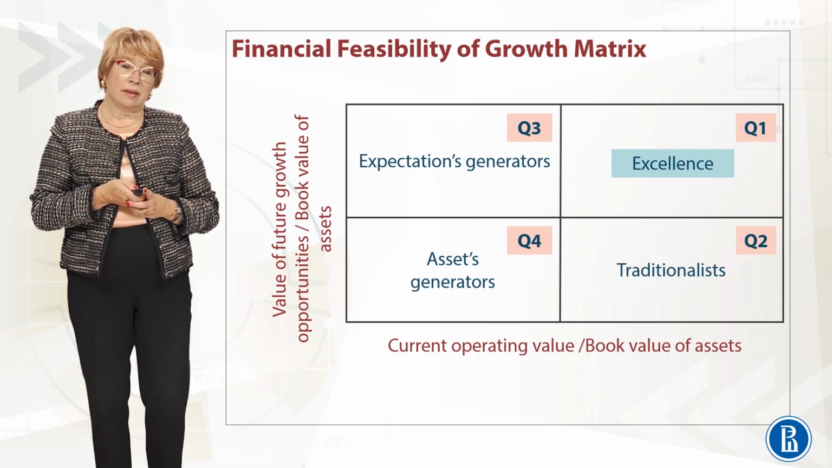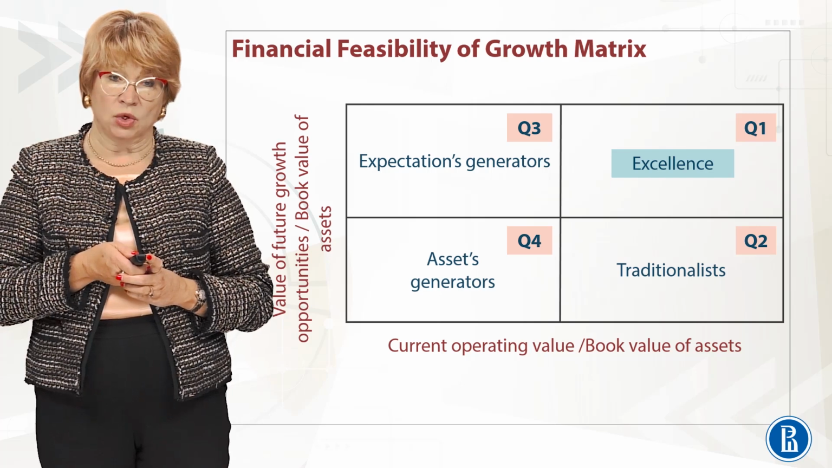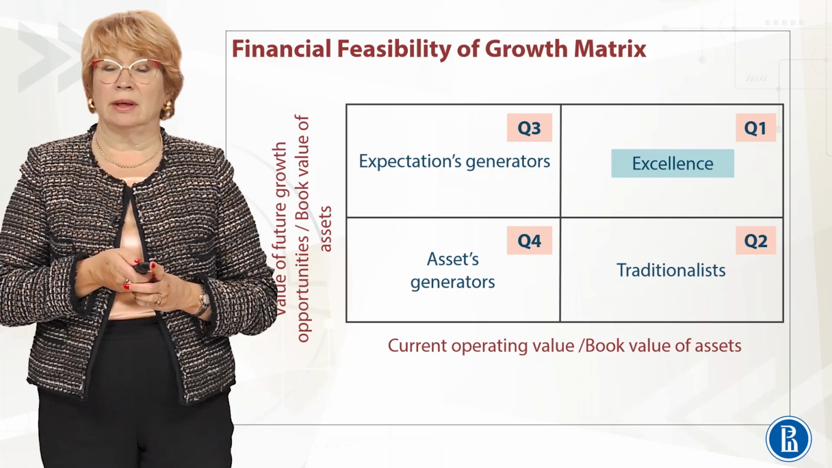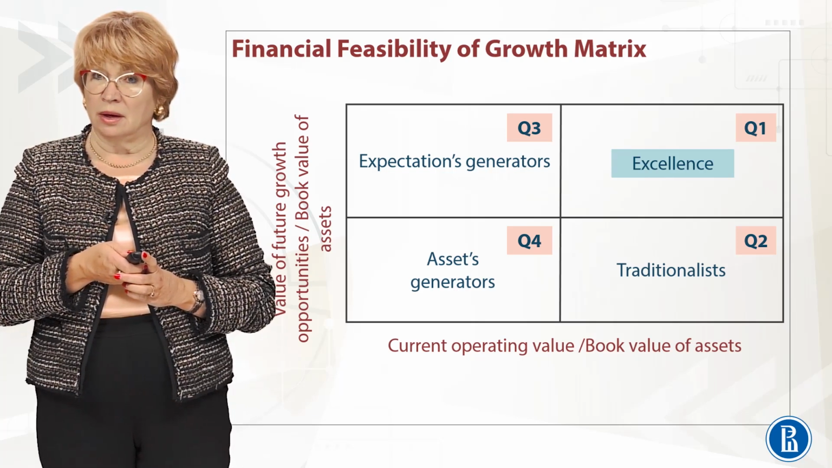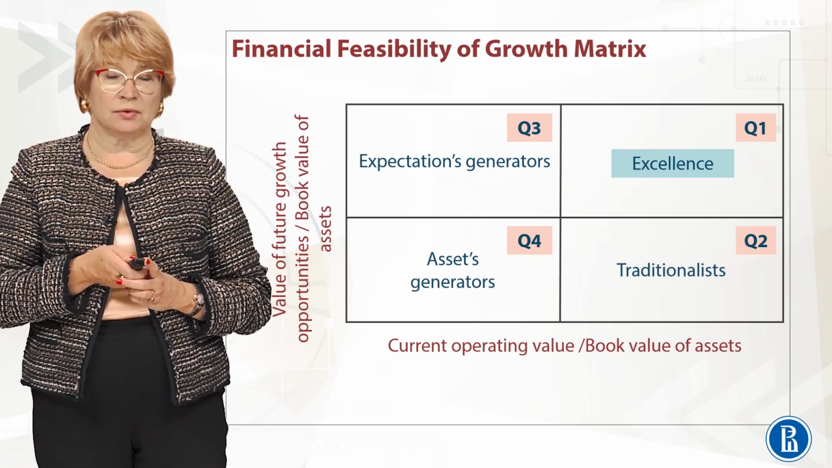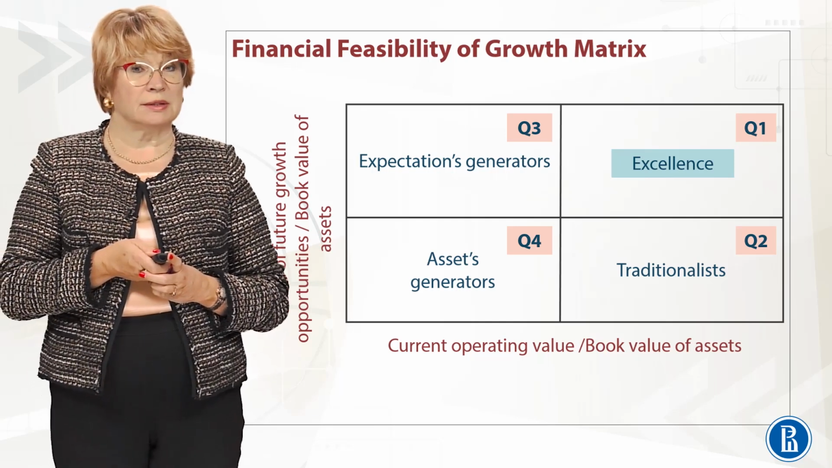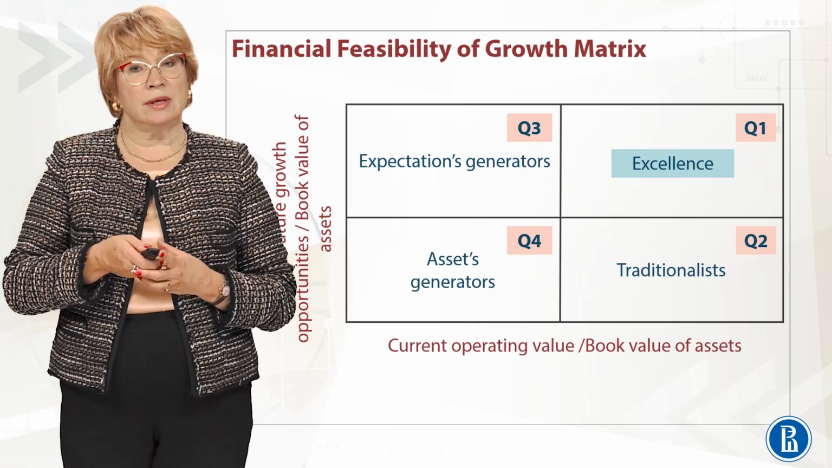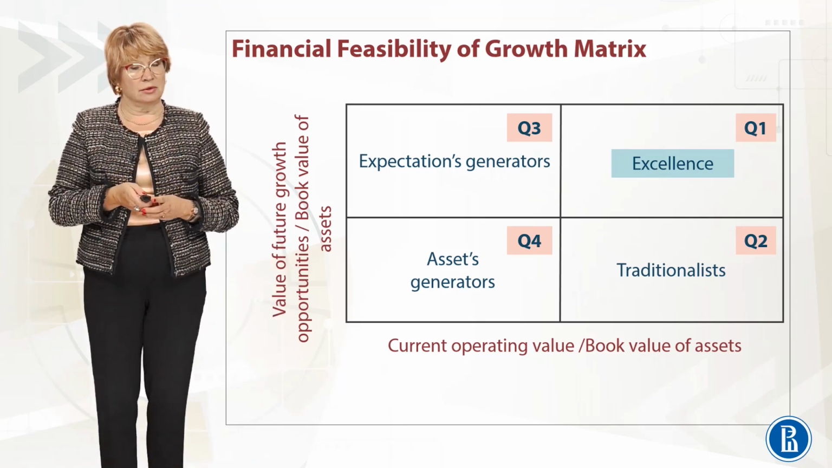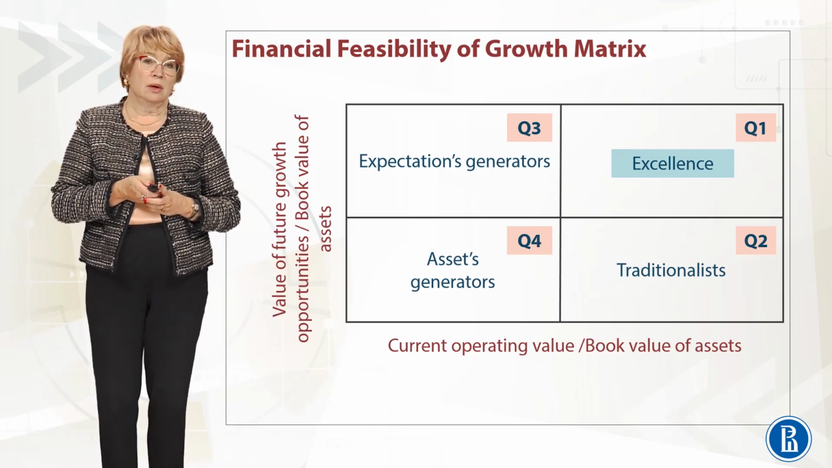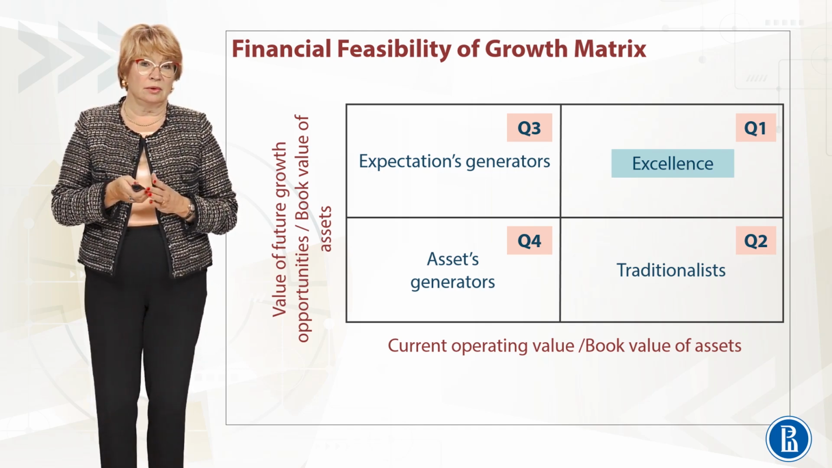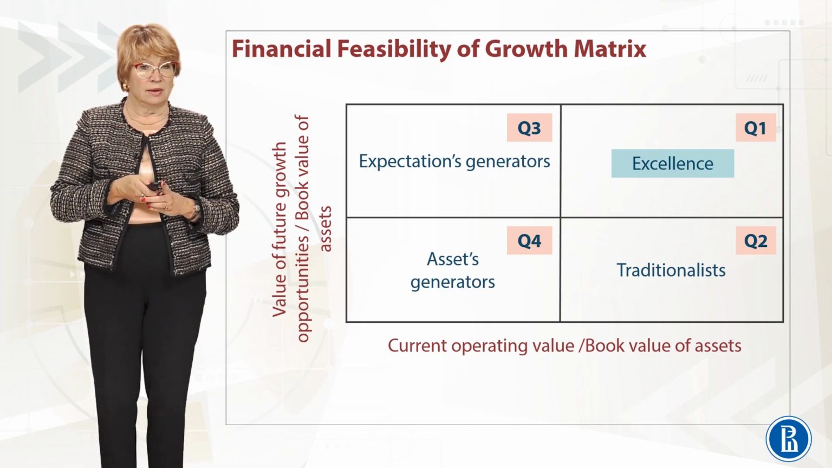What do we see here? On our vertical axis, we are looking at the value component which is provided by the future growth opportunities of any company. Remember, in our previous course, which is the corporate finance course, we already discussed that we can look at the value of the business not only through the lens of discounted cash flows, but we can also say that the value of the company could be divided into two very interesting components.